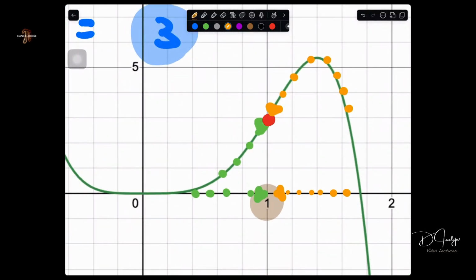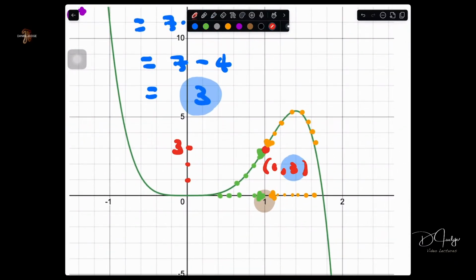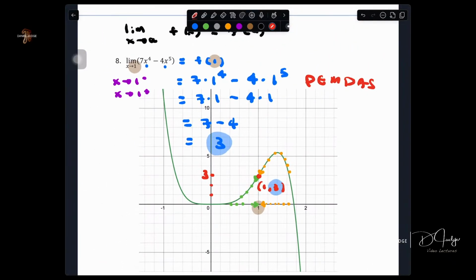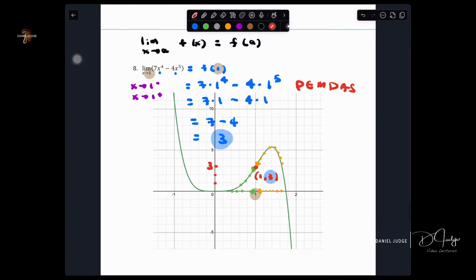That address, though, is (1, 3). This is 1, 2, and that's 3. So we're approaching (1, 3), and again, the limit answer is always the y-coordinate value. We call that a couple of things: that's L, that's y, but that's the limit value. So that's what we're looking for on the curve. So sure enough, yes, the left-handed limit equals the right-handed limit. They're both 3.